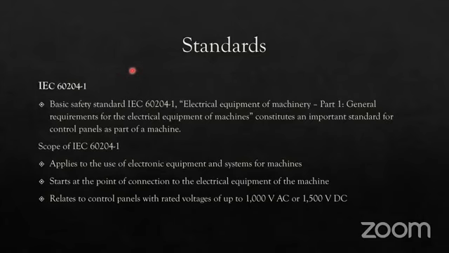a safety standard. 60204 is for machinery safety, like general requirements of the electrical equipment of machines. The scope of IEC 60204 is given in the points below. It applies to the use of electrical equipment and systems for machines, and we can consider that standard from the start of the electrical connection point up to the machine level. So if you have any single connection, from that connection to the machine level, you can apply 60204, because it's a safety standard, and it will be required for control panel designing.